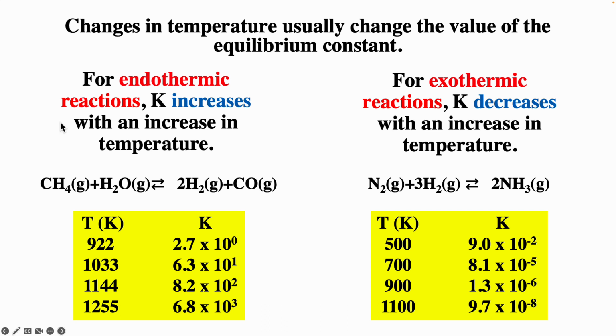Endothermic processes, heat is a reactant. Higher temperatures, like adding heat, pushes it to produce more products. And so for endothermic processes, K increases with increase in temperature. For exothermic processes, heat is a product. Higher temperatures, like adding heat, pushes it to produce more reactant. And so higher temperature causes K to decrease. So whether or not K increases or decreases with higher temperature depends on if it's exothermic or if it's endothermic.